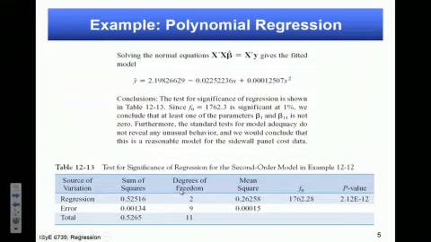So now the question is whether this regression is significant or not. We can do ANOVA. So this is the sum of squares of regression. What is the degrees of freedom here?